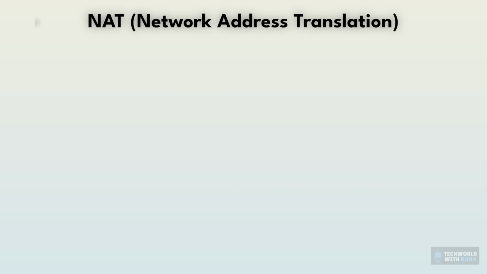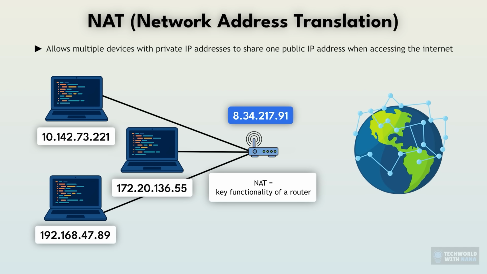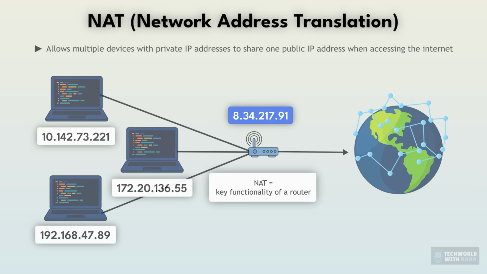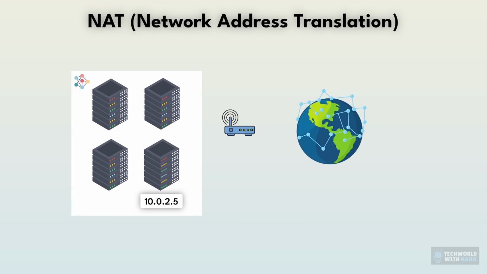So NAT basically allows multiple devices with private IP addresses to share one public address when accessing the internet. So here's how it works. When backend server 10.0.2.5 wants to reach an external website to, let's say, download updates for a database, it sends a request to the NAT device. The NAT device replaces the private source address with its own public IP address and sends the request out to the internet. When the response comes back, the NAT device remembers, oh, this response is meant for server 10.0.2.5, and sends it to the right place.